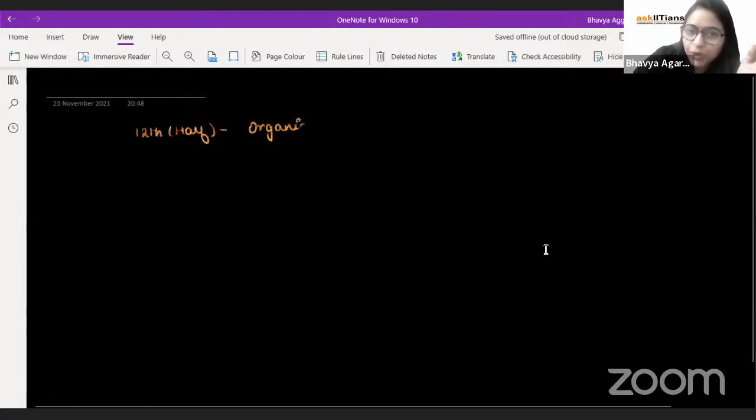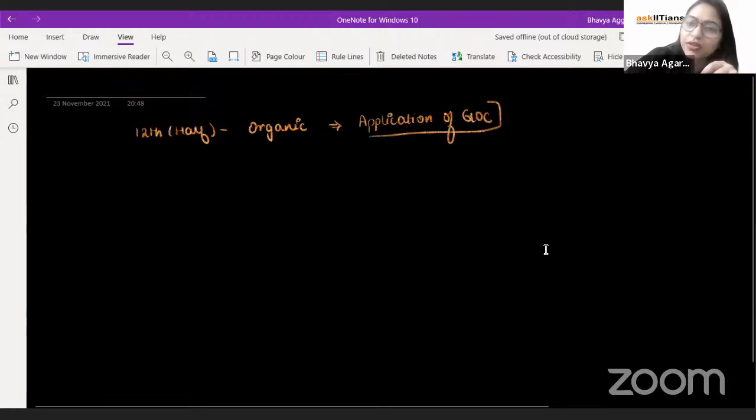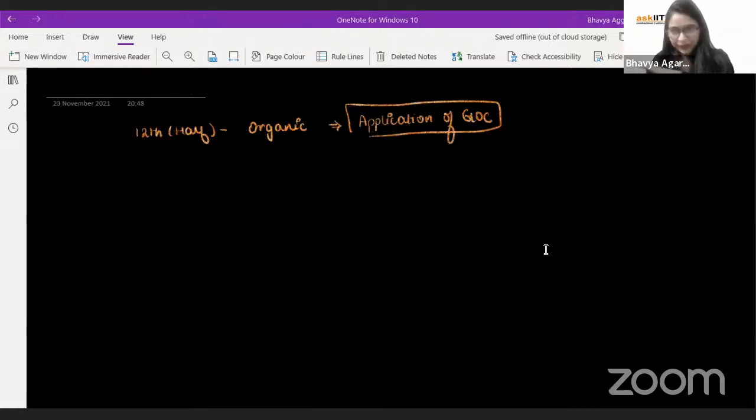Part 2 book is purely organic, and this organic is an application of what you have done in 11th. So it's basically nothing else but an application of GOC, grade 11, which is generally taught towards the end of the year. So most of us either lose interest, or find it boring, or the teachers just complete it for the sake of completion, like in most of the schools, I believe.